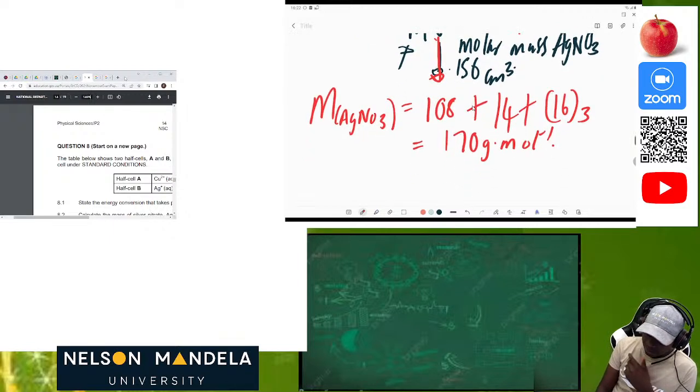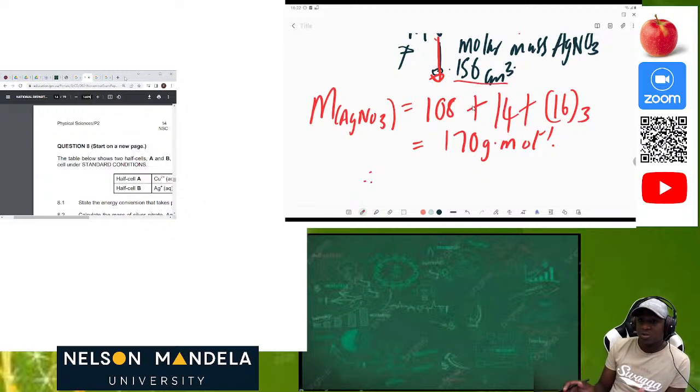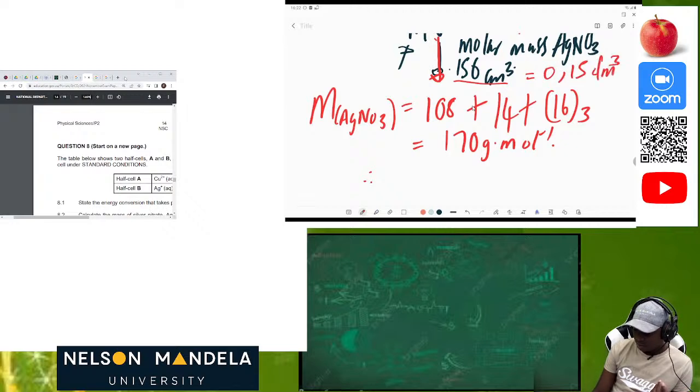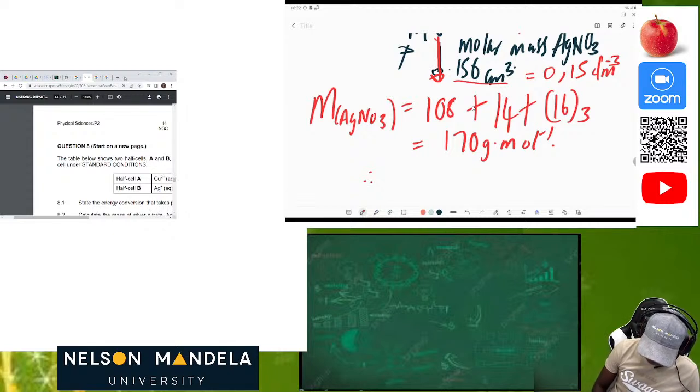So definitely now we can calculate. Now we are given this in centimeter cubed. Now we must convert it into decimeter cubed. We just divide by 1000. So it's going to be 0.15 decimeter cubed. Great. Now we can actually calculate our answer first.